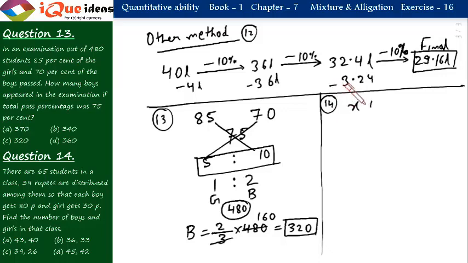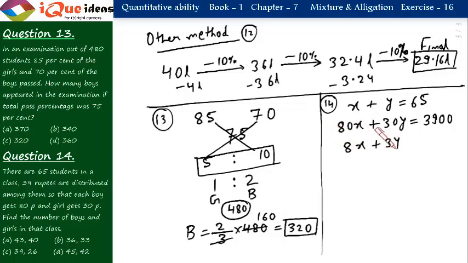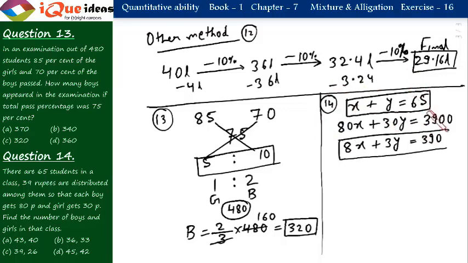and y girls. So x plus y is equal to 65, and every boy gets 80 paisa, so the amount with boys would be 80 into x. Every girl gets 30 paisa, so the amount with girls will be 30y, and the total amount should be equal to 39 rupees converted into paisa, so it becomes 3900. If you simplify a little bit, you will get 8x plus 3y is equal to 390. So we have two equations, x plus y equal to 65 and 8x plus 3y equal to 390.